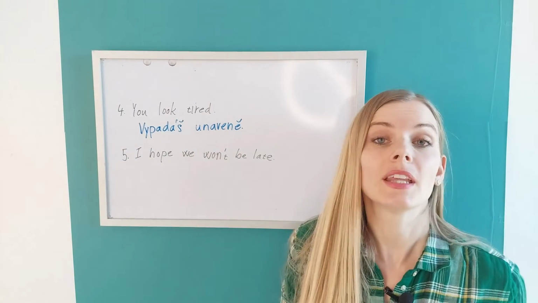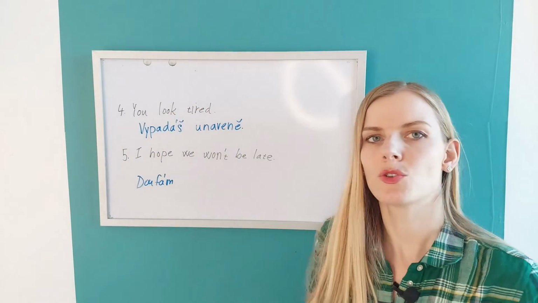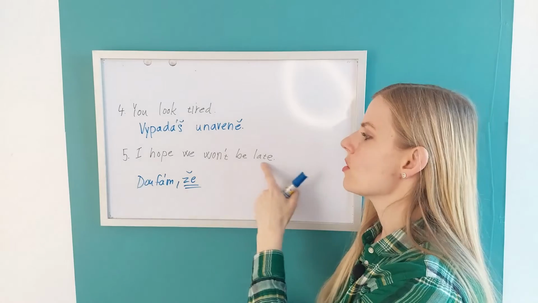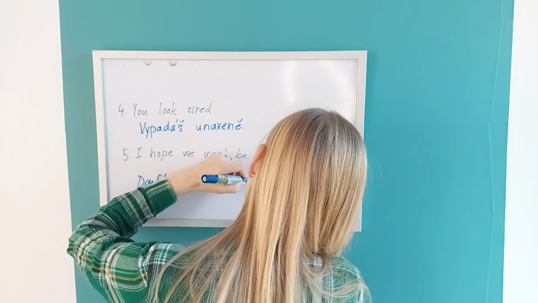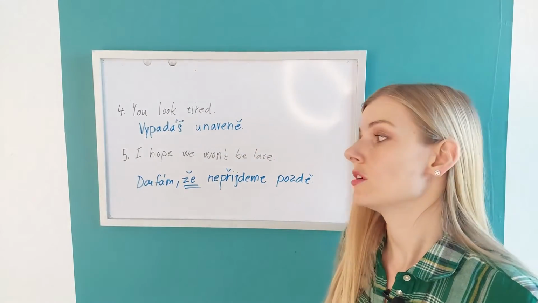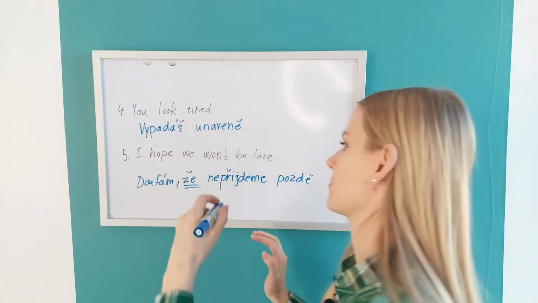I hope we won't be late. I hope, doufám. What comes after doufám if there are more words? Že. We won't be late. We won't come late. Nepřijdeme pozdě. Doufám, že nepřijdeme pozdě. Or doufám, že nebudeme mít zpoždění.